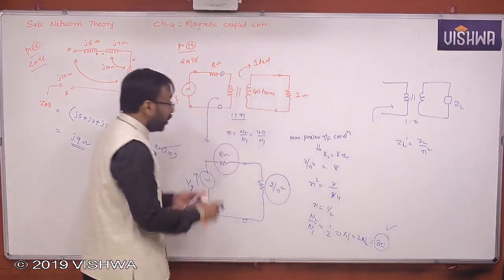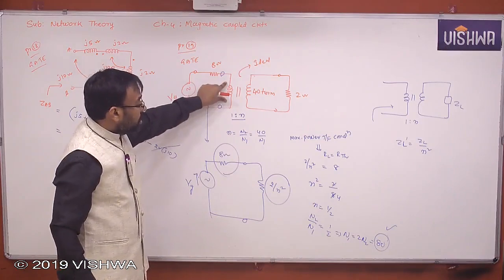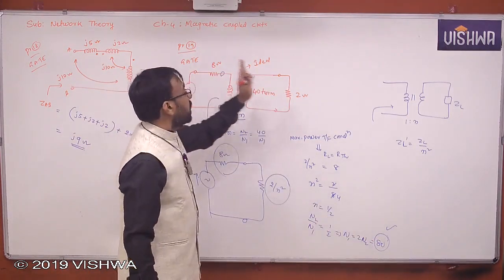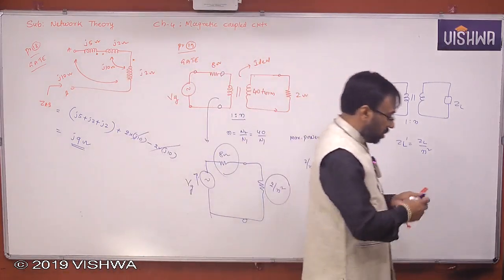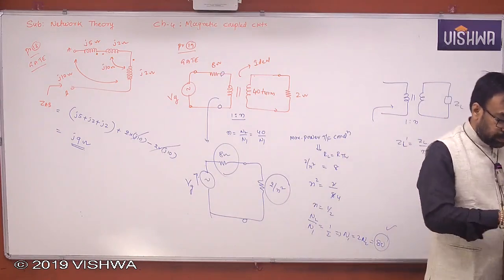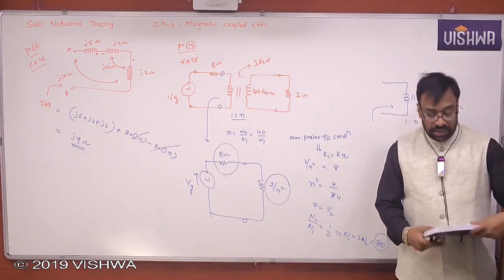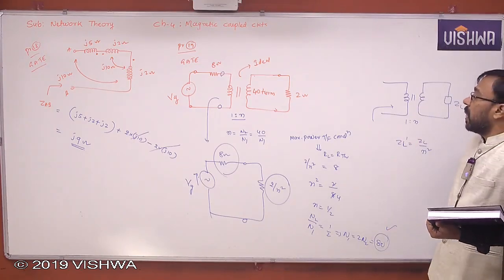So if we can tune the number of turns of the primary winding to 80, then maximum power can be transferred to the load from the source. That's a very, very important point to be observed. Understand, all of you? So these are the variety of problems that we can see. There is no limit. I think we have seen enough number of varieties.